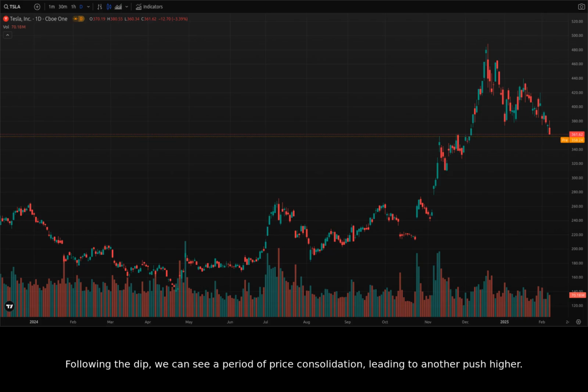Following the dip, we can see a period of price consolidation, leading to another push higher. However, the recent price action has shown signs of weakness, which could signal a further decline. Let's take a closer look at the one-hour chart to understand the recent short-term price movement.